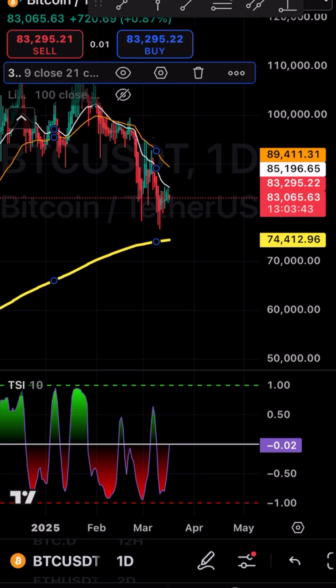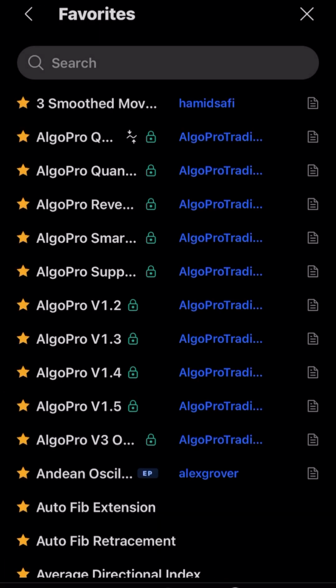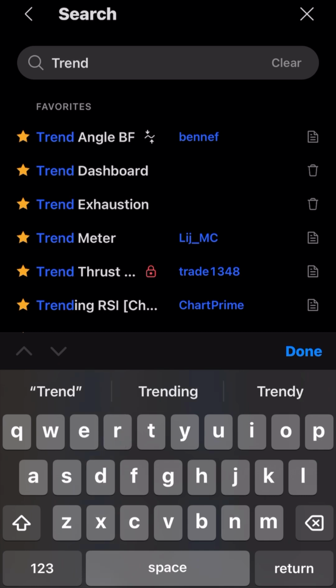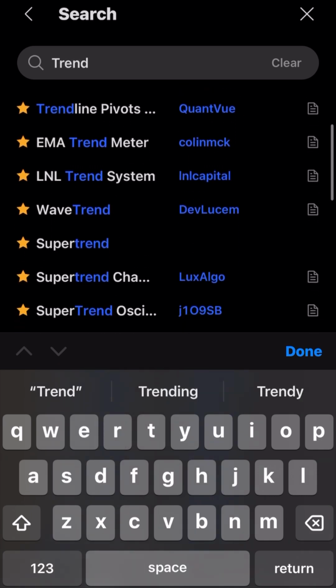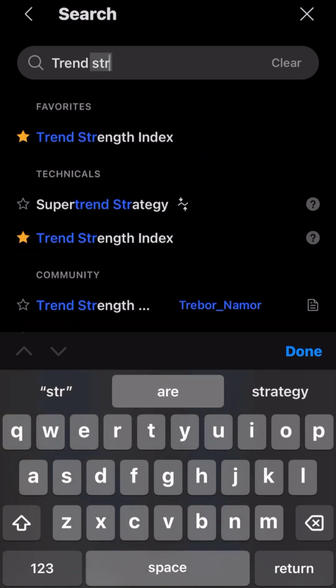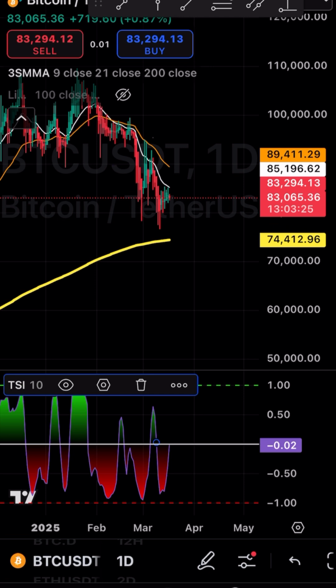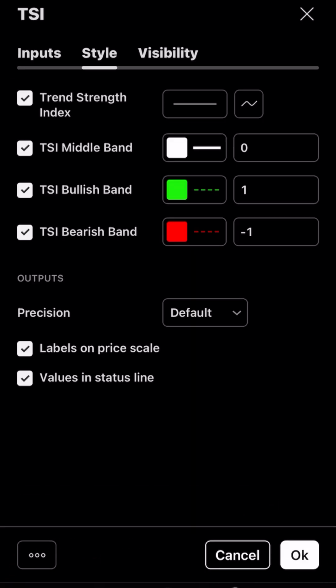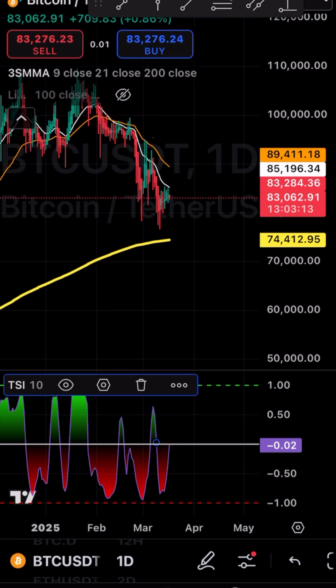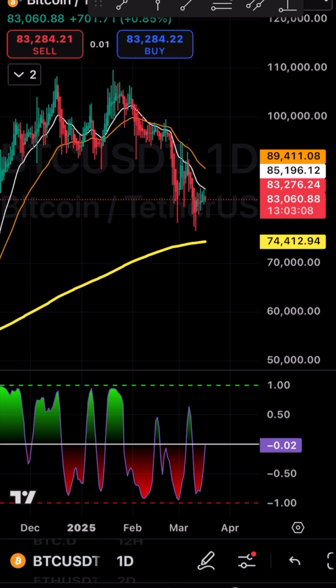The next one here, I've talked about in other videos, is the trend strength index. I have my settings here, and I change it up a bit. I make the colors bright, and I make my input here at 10. So all the colors are bright, and it leads to looking like this. It really pops, really stands out. Once you have all that, you can apply the strategy.